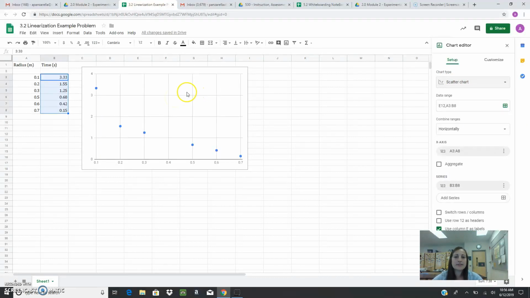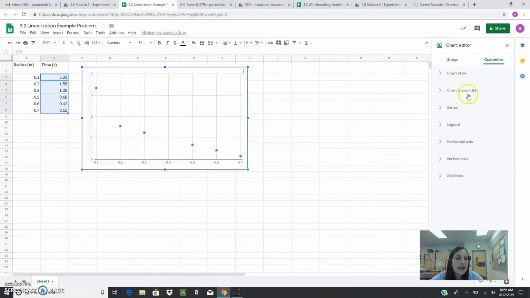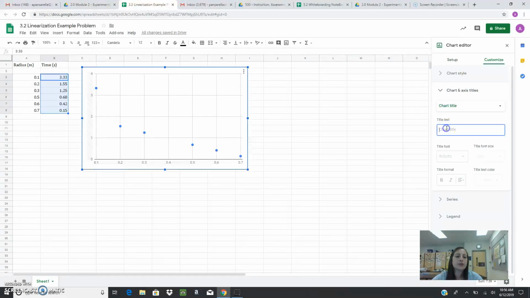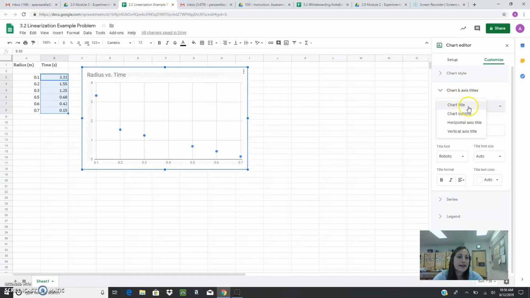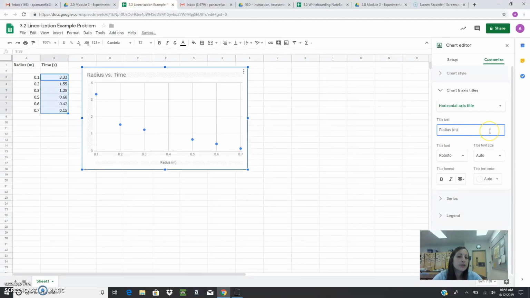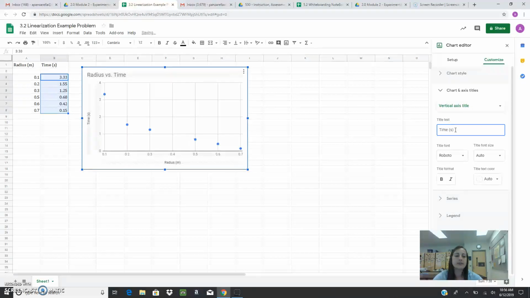Now looking at this, I'm missing a couple pieces. So let's go ahead and customize. And let's go to chart and title. So I do want to have a title, which is radius versus time. So that now puts my title at the top. And I'm going to click there again and go to my horizontal axis title. That horizontal axis title is going to be radius. And notice that I'm also going to put in the units. We never just want to write something without a unit. And then let's go ahead to our vertical axis and put in time, which has the units of seconds.